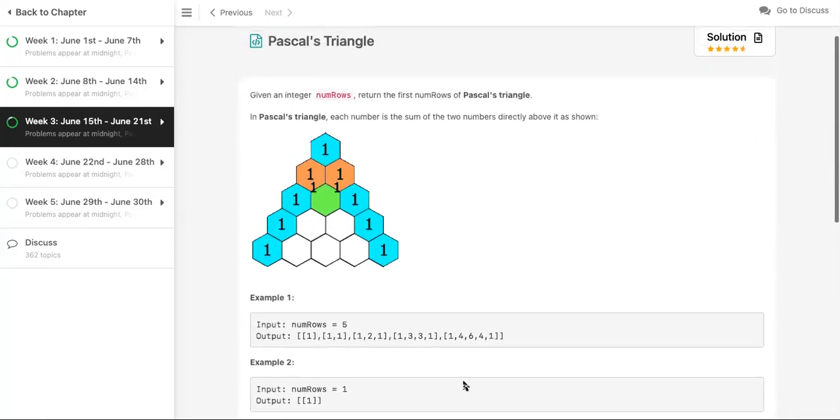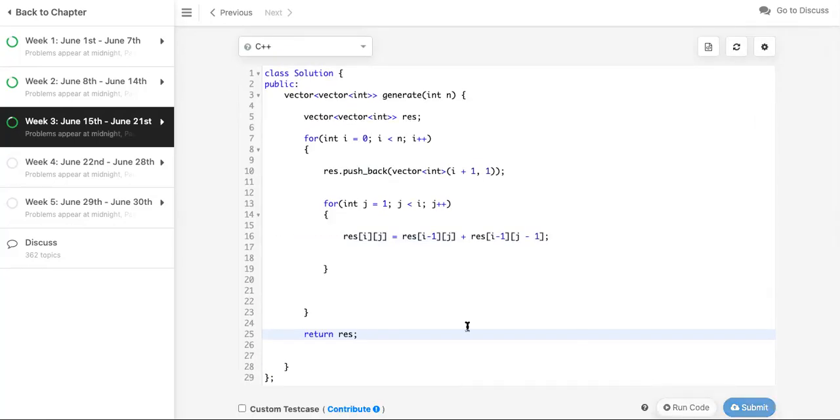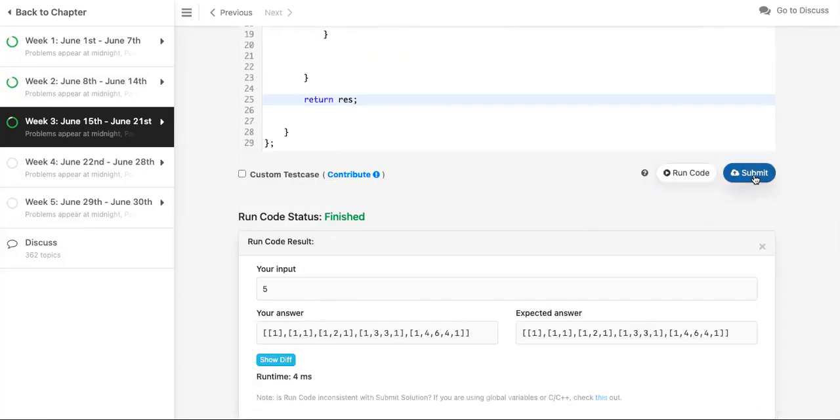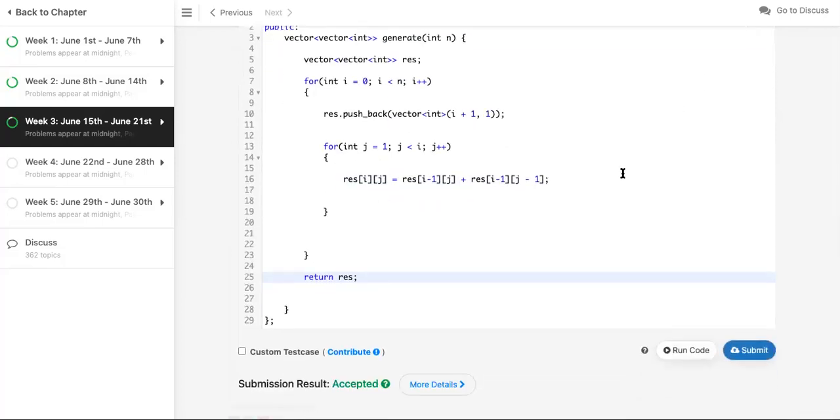So that's what we need to do. Let's run the code to see if everything is working fine. Yeah, that works, and that is accepted.